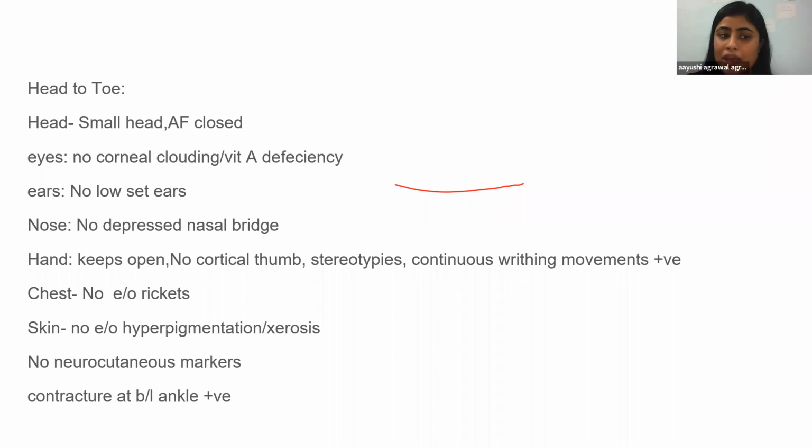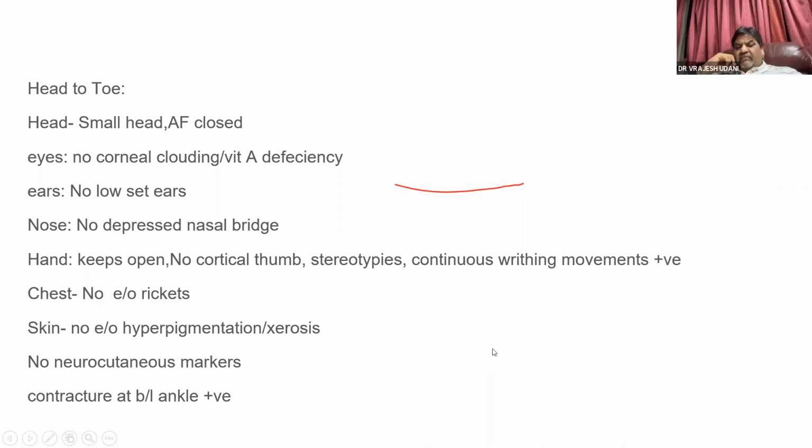She had kept her hands open with no cortical thumb. She had stereotypies; continuous breathing movements were there on the hands. No vitamin deficiency signs were there. No cutaneous marker signs were there. No contracture on bilateral ankle was present.